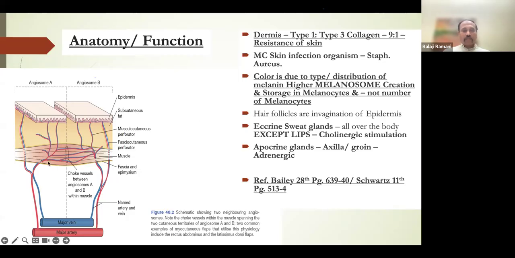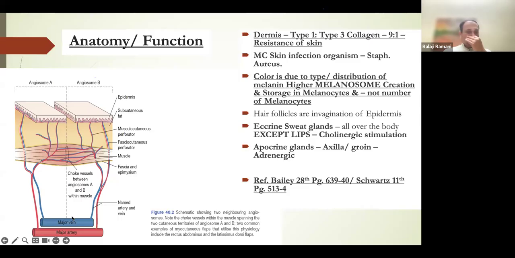And then of course you have something called the choke vessels or the angiosome. So the angiosome is the terminal functional vascular unit of the skin. So you have the epidermis and the subcutaneous fat, and through this you will have the vessels and the perforators that will come, and this is the variation of the flaps. And then you will have the choke vessels between these two.